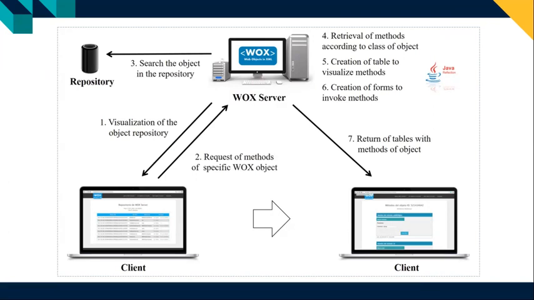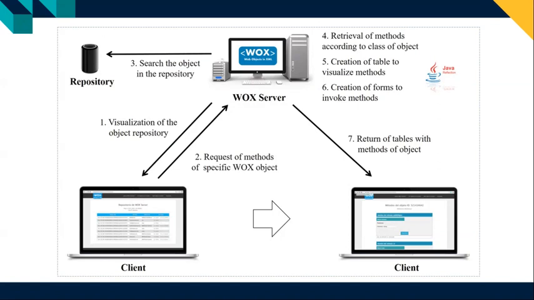In step 4, if the object is found, the system obtains the class of the object, and from the class, the system recovers all the methods and parameters necessary to invoke each method. In order to do this, the system uses Java reflection technology. Now, in step 5, a table is created for each method once all the methods and parameters of a specific class have been obtained, which will contain the following attributes: the method name, type of response that it returns when the method is invoked, a button to invoke the method, and a text field in which the response will be displayed.